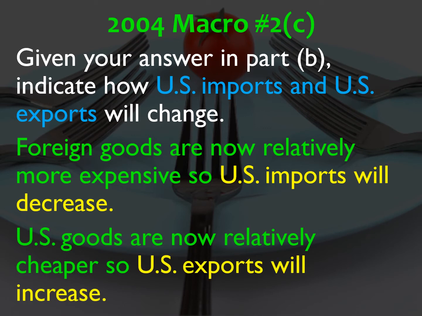Meanwhile, US goods are now relatively cheaper due to the weaker dollar, so the US goods are more attractive to people that don't live here. So that's going to increase US exports because now that the dollar is weaker, for example, people from Europe get more bang for their euro, so they can buy more American stuff because they're relatively cheaper.